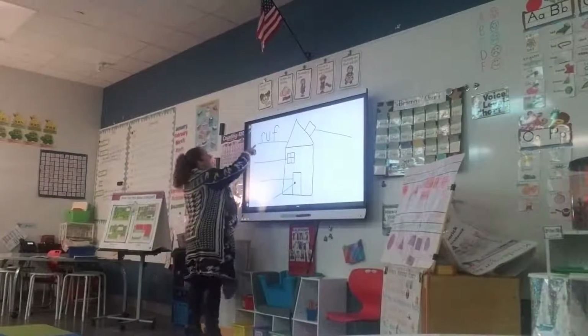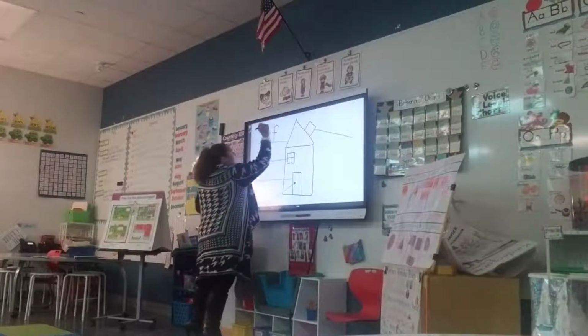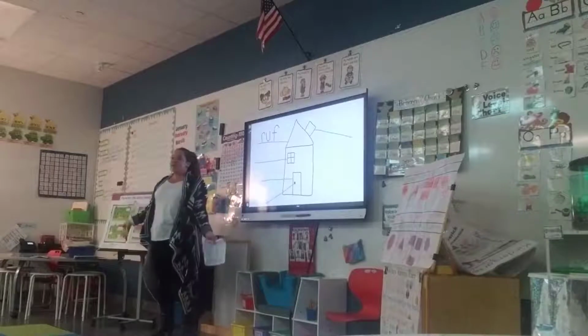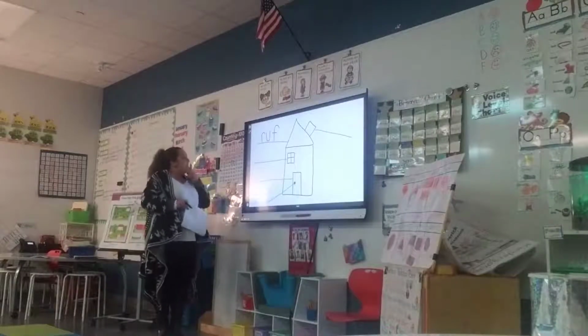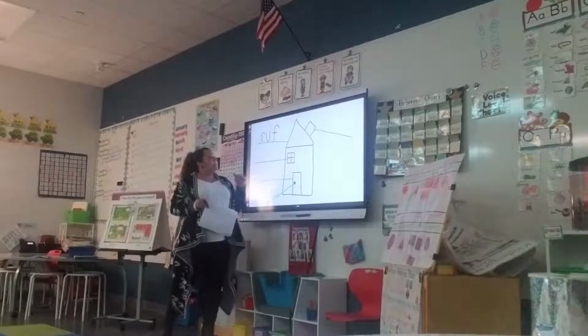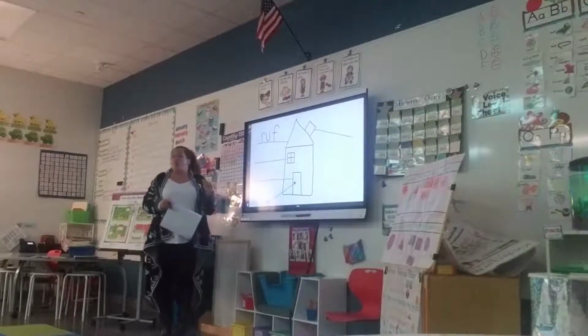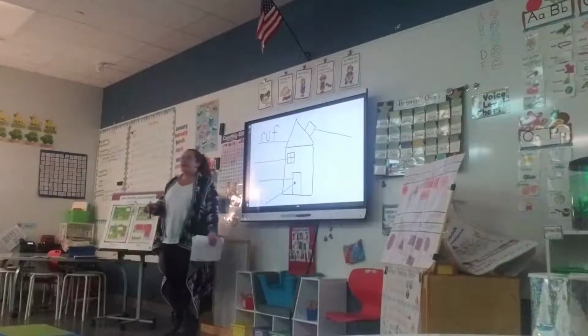Oh, and I see that this word roof matches the part of my picture. The picture and my label match. Okay. Now let's go to the next one. This one that's pointing to the window. Window. Let me see if I can write that word.